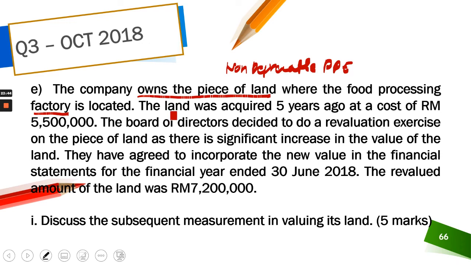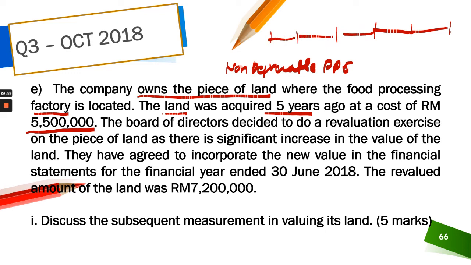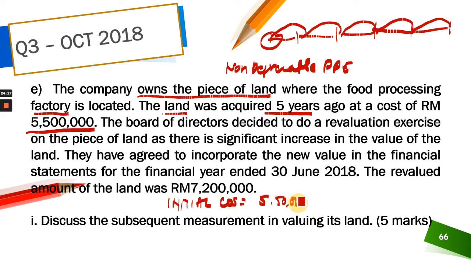The land was acquired. So the story here is about land acquired 5 years ago at a cost of 5.5 million. So the initial cost is 5.5 million. And the board of directors decided to do revaluation exercise. Revaluation exercise, they decided to do that.